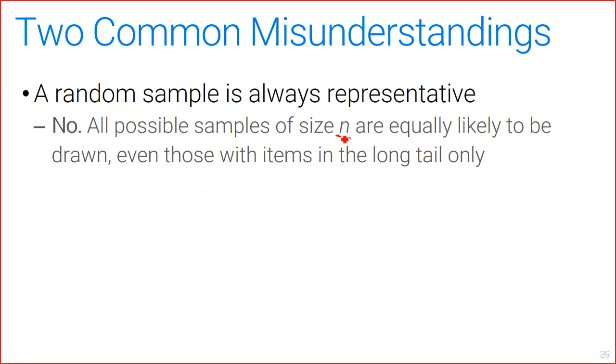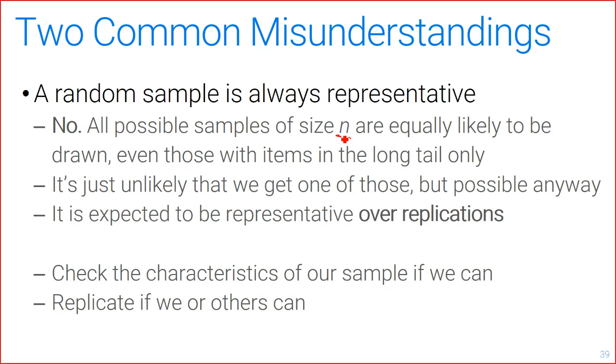And the idea is, again, you only have one sample. You don't know anything about the population. You only know something about your sample. There's no guarantee that your sample is representative. And the idea is that this is expected to be representative over replications of your experiment. So what this means is that if you replicate your study multiple times, you are expected, on average, to have a representative sample. But any one given sample is not guaranteed to be representative.